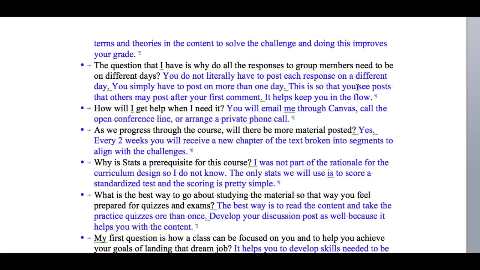And why is stats a prerequisite for this course? I was not part of the rationale in the curriculum design, so I'm not sure I have a good answer for that. And then the follow up to that was they were worried we're going to use stats in the class, and the only stats we're going to use is to score a standardized test in the leadership module, and the scoring is pretty simple, so you'll not have a problem with it.